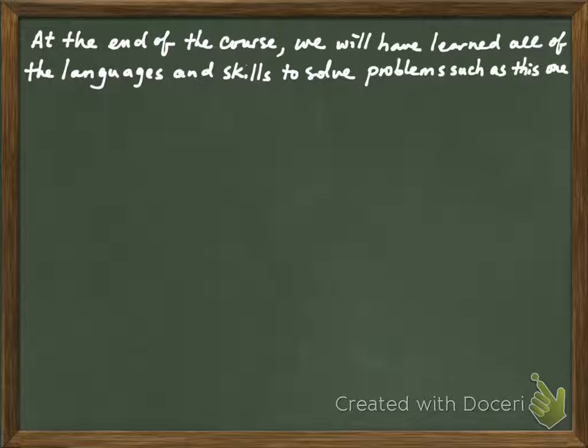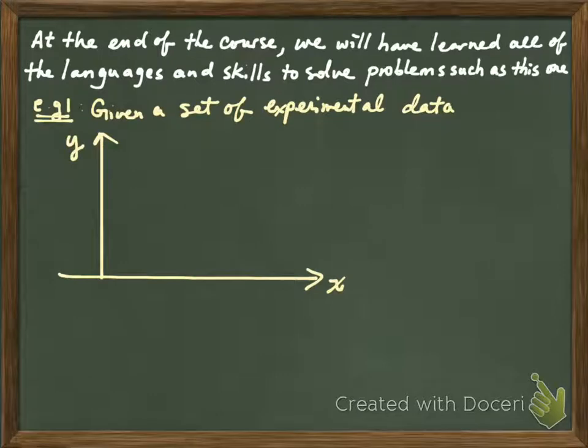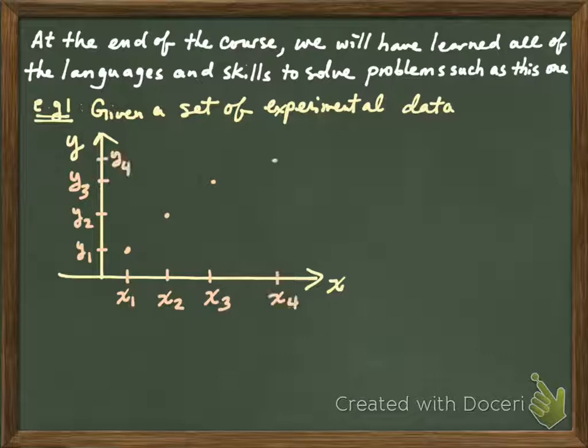Well, let's look ahead a little bit. Hopefully at the end of this course you'll have learned and acquired all of the languages and skills to solve problems, such as this following example. Given a set of four experimental data points in ordered pairs, the first point has the coordinates x1, y1 as labeled. The second point x2, y2. The third point x3, y3. And the fourth point x4, y4.